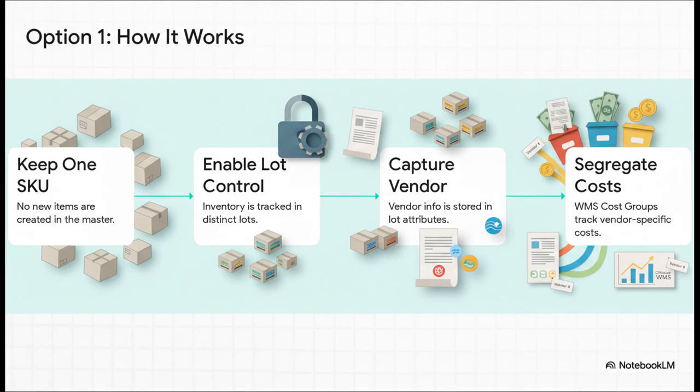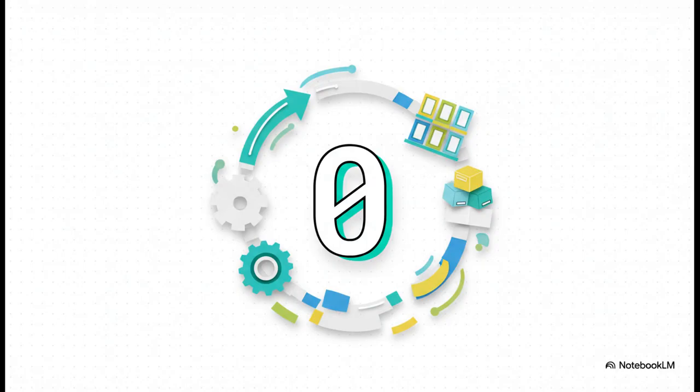First, you keep that single SKU, no changes there. Second, you flip the switch on full lot control for that item. Third, at receiving, you capture the vendor info right in the lot's attributes. And fourth, now listen up, because this is the secret sauce for your finance team. If you're using Oracle WMS, you use cost groups to keep the costs from different vendors separate, even though it's all the same SKU. And the massive advantage here, the big payoff for all this work? 0. A big, beautiful 0. That is the number of new SKUs you have to create. Your item master stays clean, simple, and manageable, which is a huge, huge win for your operations team.